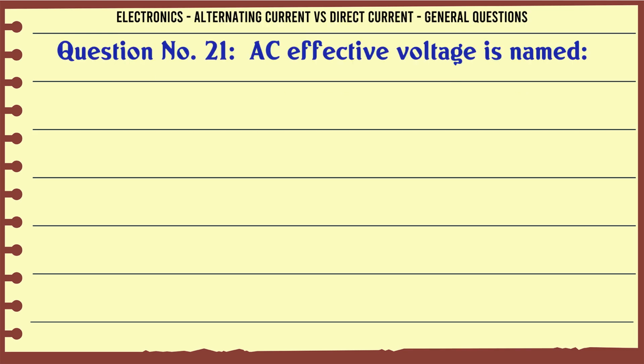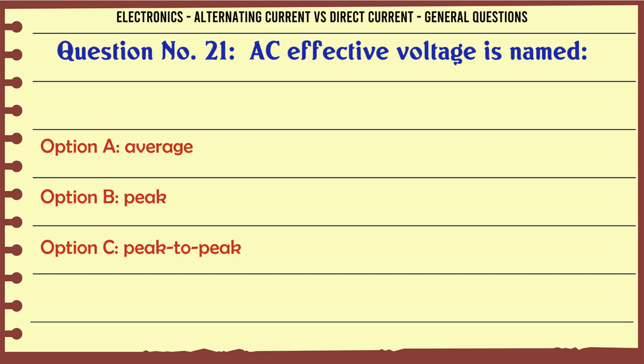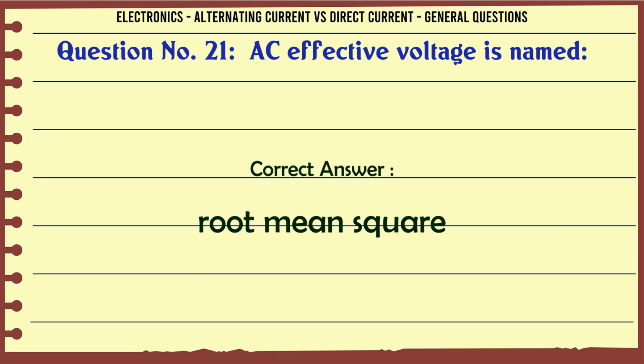AC effective voltage is named A. Average. B. Peak. C. Peak to peak. D. Root mean square. The correct answer is root mean square.